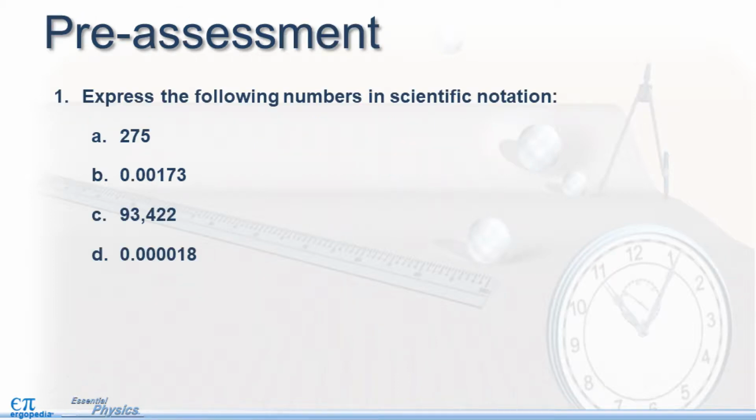Let's check to see what you already know. Express the following numbers in scientific notation. Go ahead and record these 4 numbers in your notebook and write them in scientific notation. If you're unsure what to do, that's okay. Just do your best. Pause the video now.